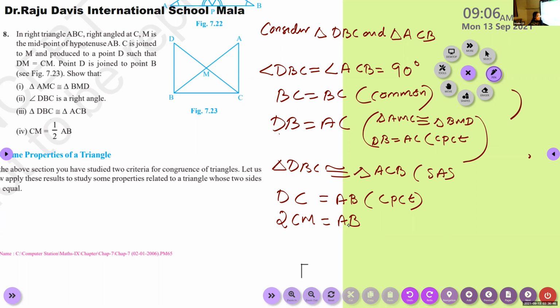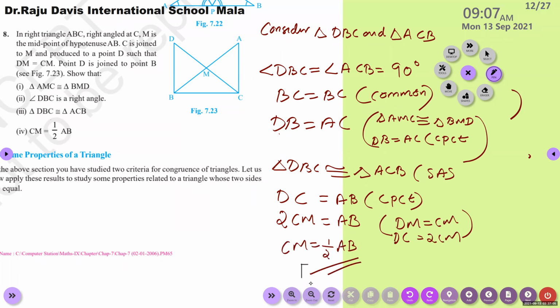DC equal to AB by CPCT. DC we can write 2 CM because DM equal to CM. So DC equal to 2 CM. So CM equal to half AB. And this is the fourth one we are writing, right? Fourth one.